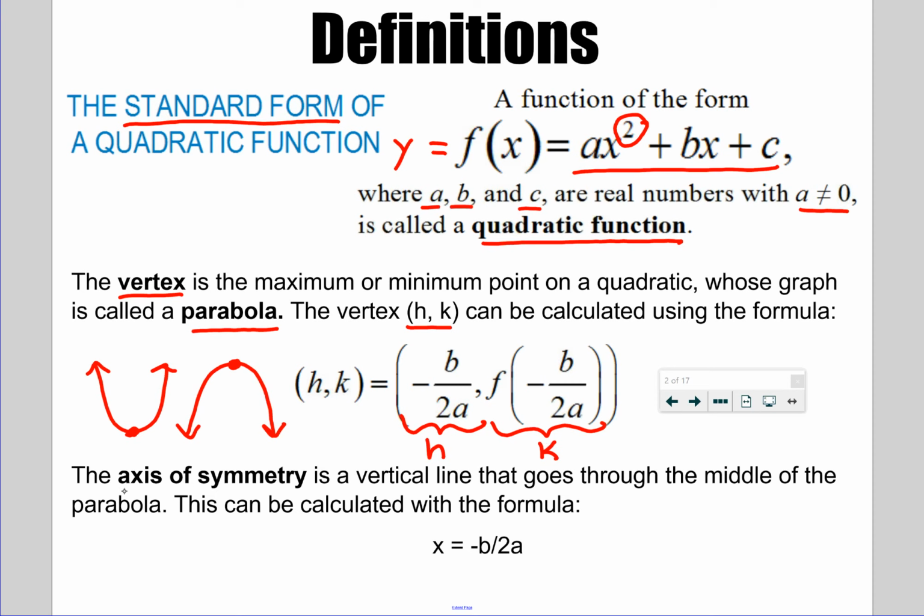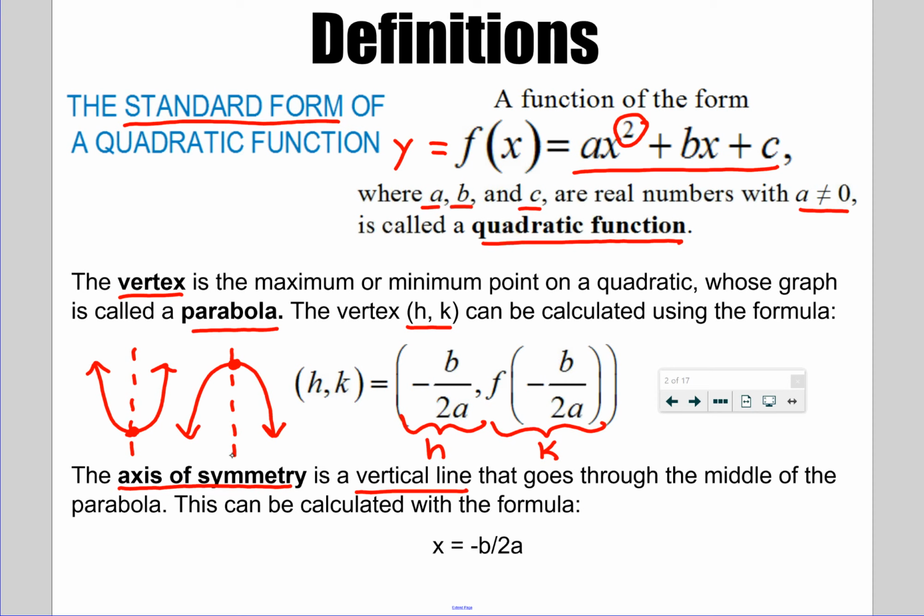We also have something called an axis of symmetry. An axis of symmetry is a vertical line that goes through the middle of our parabola, and it creates symmetry. That's where it gets its name from. So it's going to look something like this. It's not actually part of the graph, but again, it's the vertical line that cuts it in half.